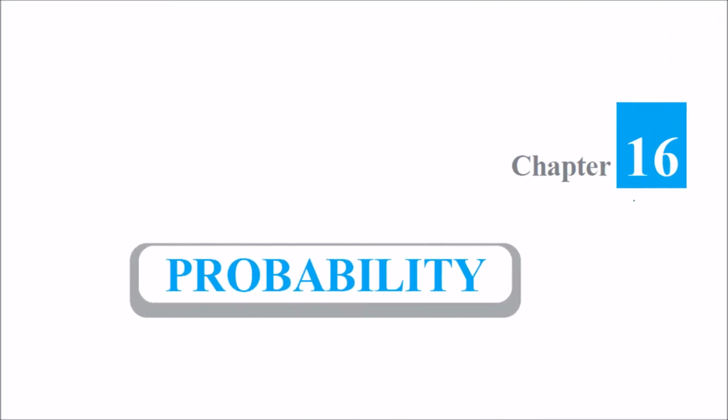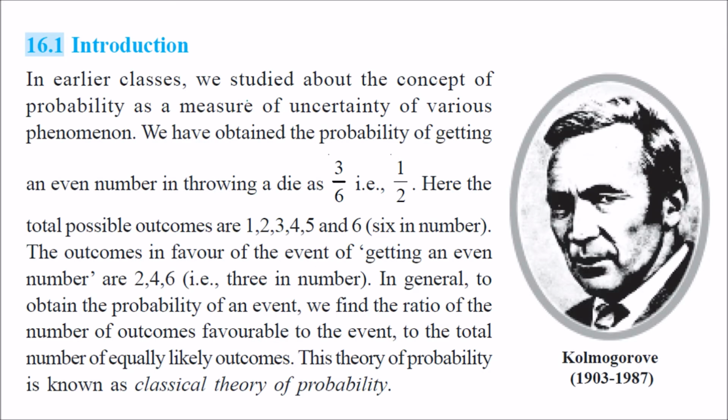We are looking at chapter 16, probability of class 11th. So what exactly this probability is, we have already seen in the earlier classes. Probability is, if you go to a bus station at 12 o'clock midnight, then the probability of getting buses is less. If you go at 12 noon, the probability of getting buses is quite higher.